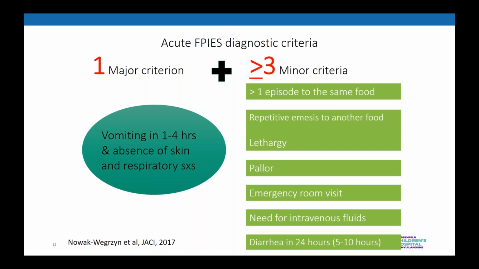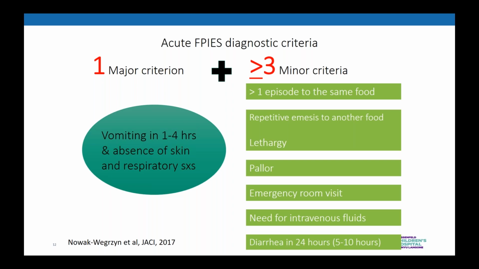So the symptoms that Jack presented with are really consistent with FPIES. I just want to review the formal diagnostic criteria proposed by the 2017 international guidelines for FPIES. To make a diagnosis, we need one major criterion, which is vomiting with absent skin and respiratory symptoms, associated with 3 or more minor criteria. These are: more than 1 episode to the same food, repetitive emesis to another food, lethargy, so low activity, pallor, so pale skin, emergency room visit, need for intravenous fluids, or diarrhea in 24 hours, usually 5 to 10 hours. So Jack has met those criteria for acute FPIES.